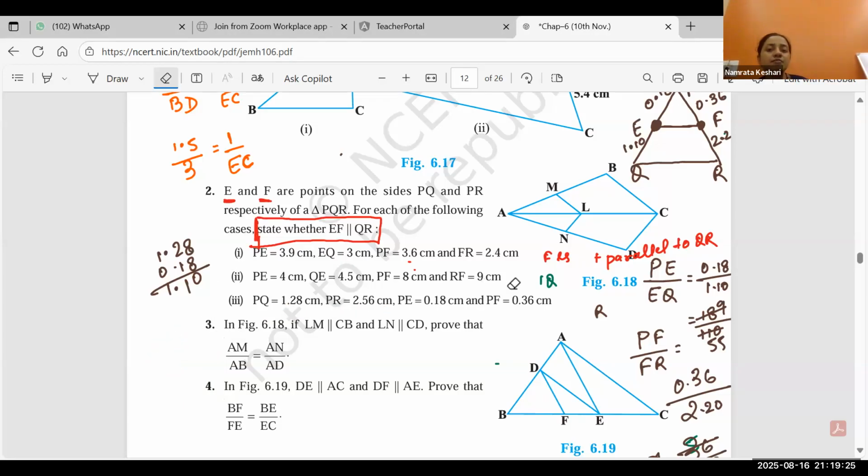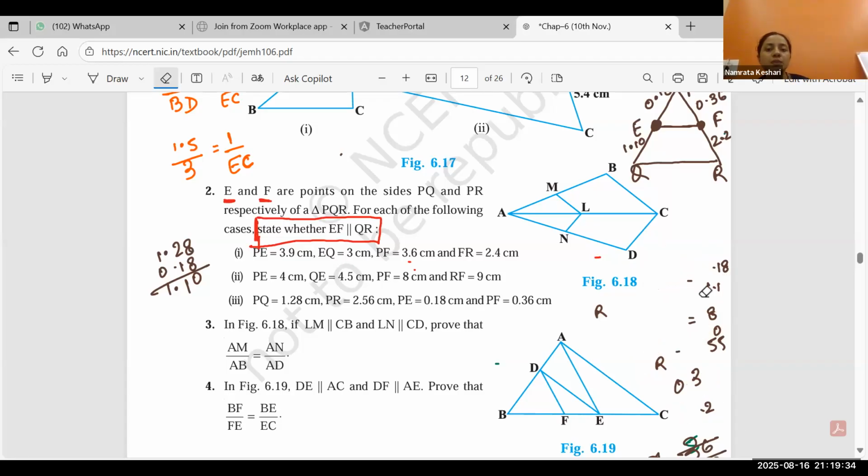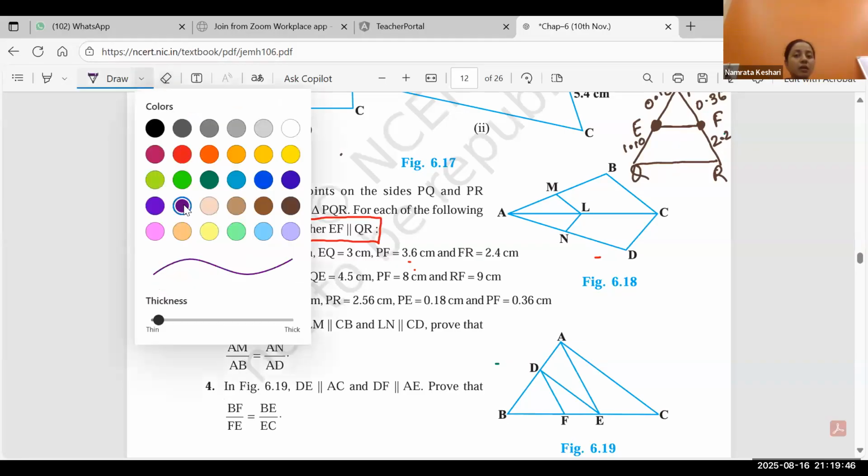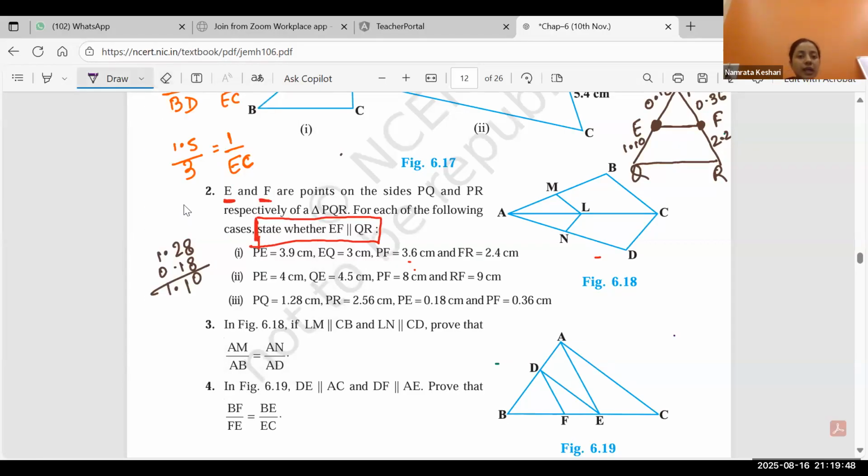Question number 3 says in figure 6.18, now you can look at figure 6.18. Okay, if LM is parallel to CB. If parallel, then the ratio will be same. Keep it in your mind. And if the ratio is same, then must be parallel by converse. So here LM is parallel to CB. Where is LM? Where is CB?